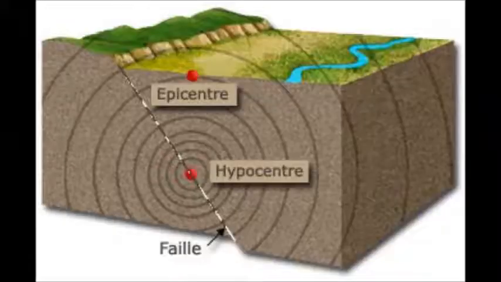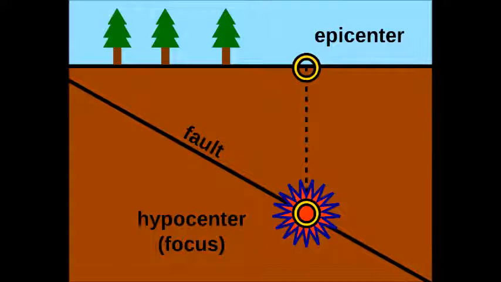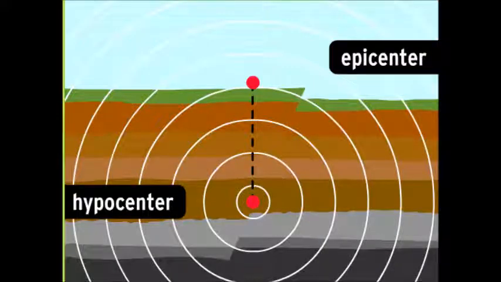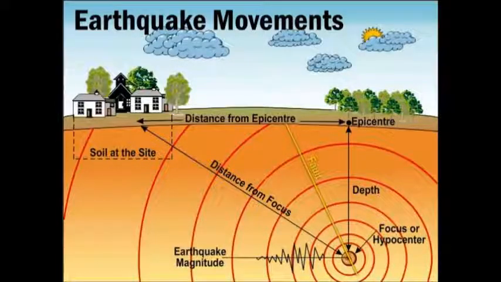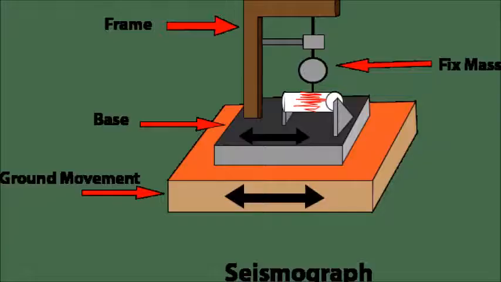The point of origin of the earthquake in the earth crust is called the seismic focus or hypocenter. The point on the earth surface vertically above the seismic focus is called the epicenter. The scientific study of the earthquake is called seismology. The origin, time, velocity and direction of the seismic waves are recorded by an instrument known as a seismograph.